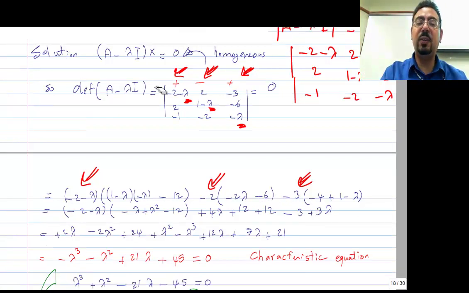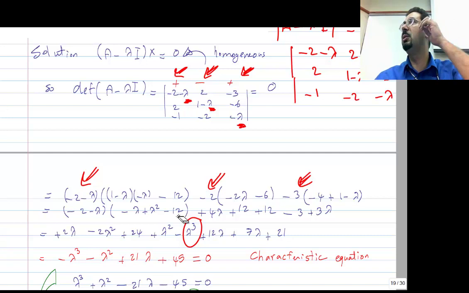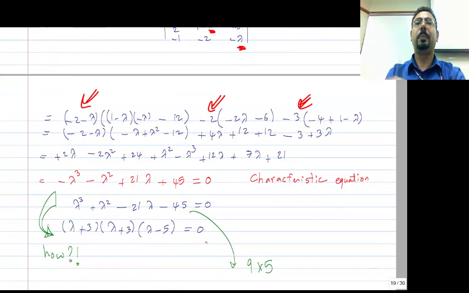So as expected, if it's 3 by 3, you should expect a third order, right? Because there is lambda, lambda, lambda 3 times. So good luck solving this third order. If you are lucky, you can basically immediately see that this 45 can be divided into maybe 9 times 5, and this 9 times 5 can be 3 times 3 times 5, and then you write it like this, and so that's the solution. So obviously lambda is minus 3 and 5.